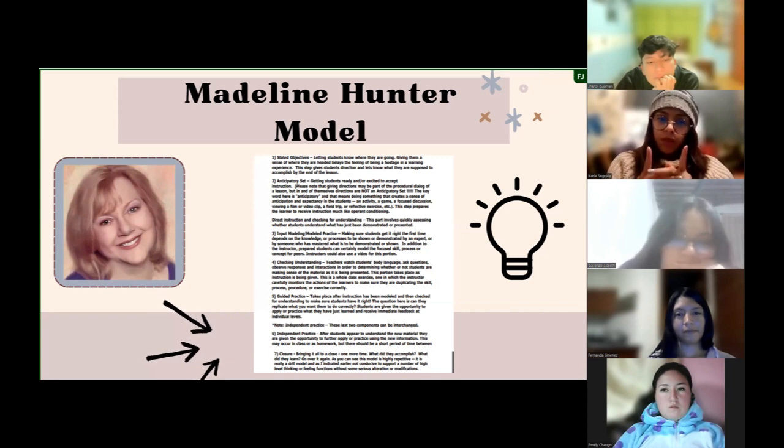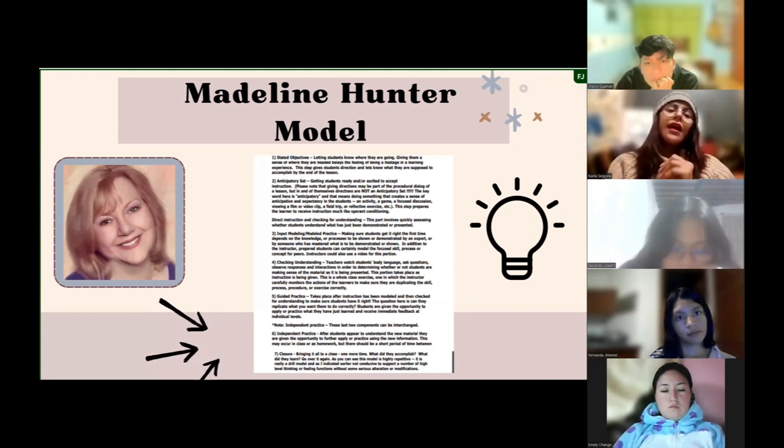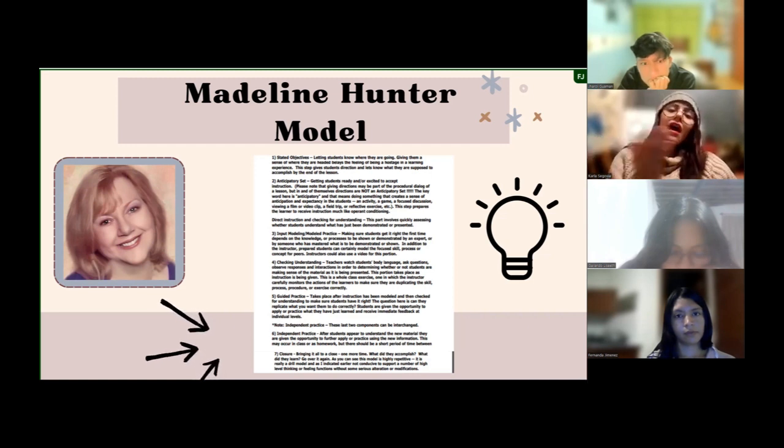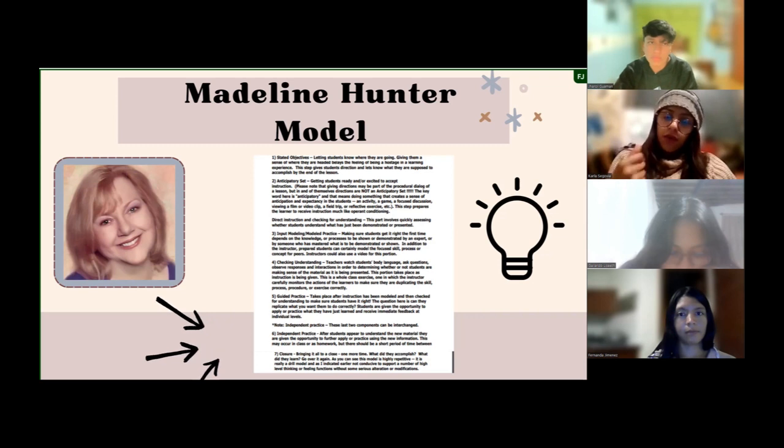Then we have the other step, that is independent practice. In independent practice, these last two components can be interchanged. After students appear to understand the new material, they are given the opportunity to further apply or practice using the new information. This may occur in class or as homework, but there should be a short period of time between instruction and practice, and between practice and feedback. Essentially, they are doing a learning task by themselves.